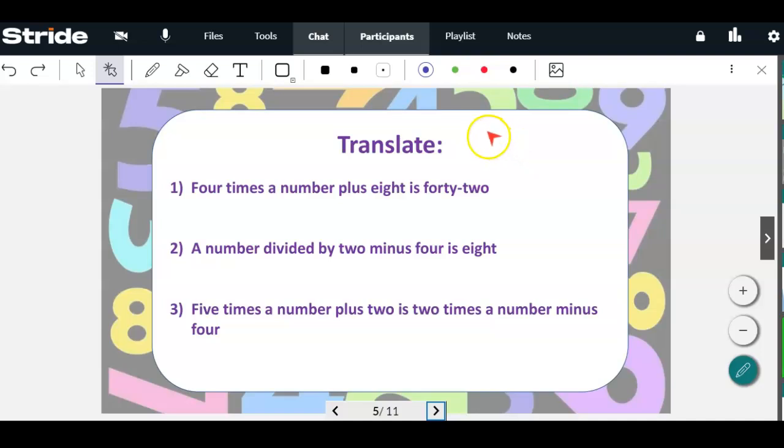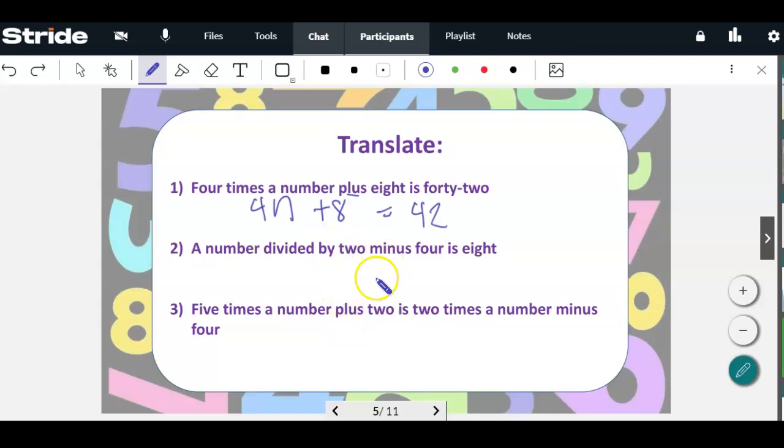So translating, let's just practice a few here. This says 4 times a number plus 8 is 42. Pretty straightforward with this one. So you have a number, that's our variable. We don't know what the number is. So you can use n, x, whatever. So I'm going to do 4n, 4 times a number, plus 8, and then is equal to 42.